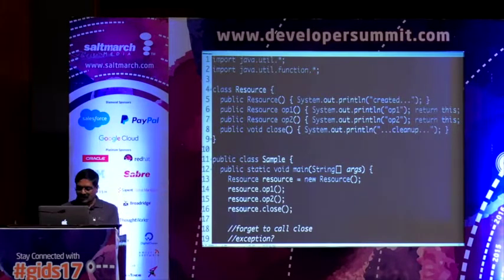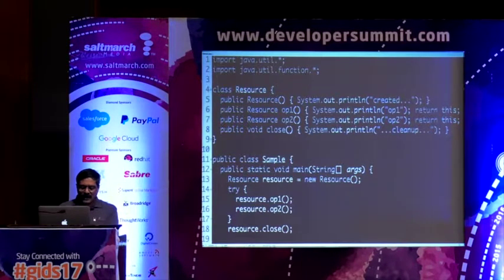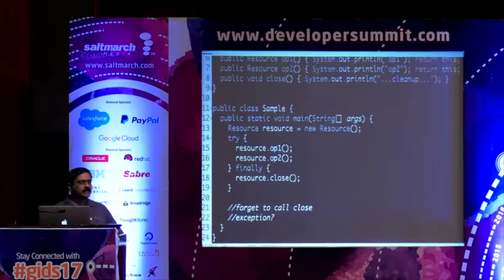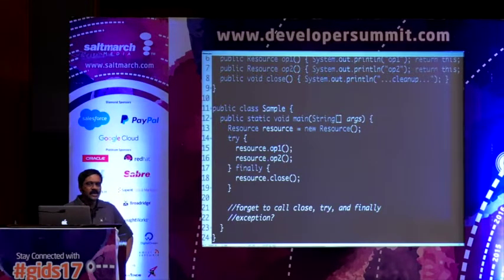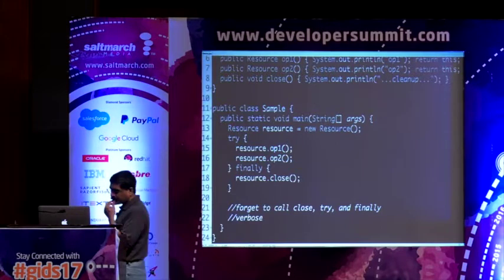Oops. Okay, let's try this to fix it. I'm going to say try, and then I move this here, and I will say finally, and then call close within this. Now what happened? You may forget to call close, try, and finally. Isn't that true? This only became worse. Second, this is verbose, isn't it? So the problem only became worse. We got to find a better way to solve it.